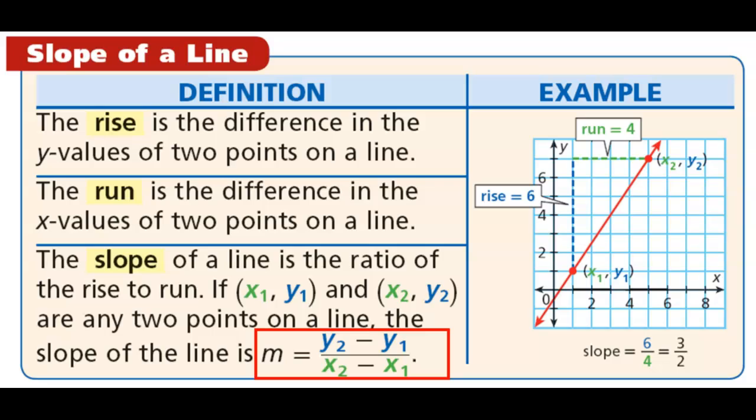A couple of terms we use are rise and run. The rise is the difference in the y values of 2 points on a line, or how far it goes up and down. The run is the difference in the x values of 2 points on the line, or how much it goes left and right. The slope of a line is the ratio of the rise to the run. So if we have points x1, y1, and x2, y2, the slope of the line is y2 minus y1 over x2 minus x1.